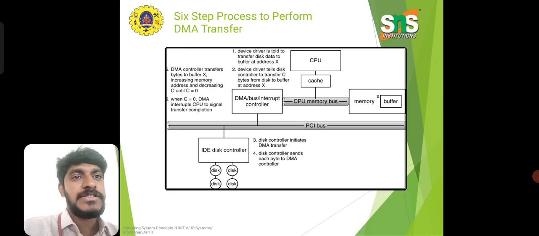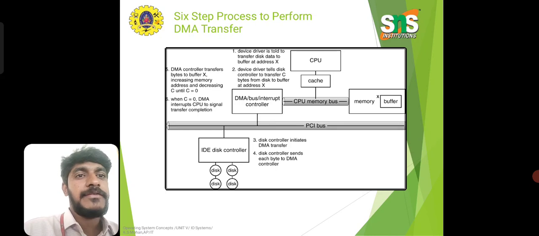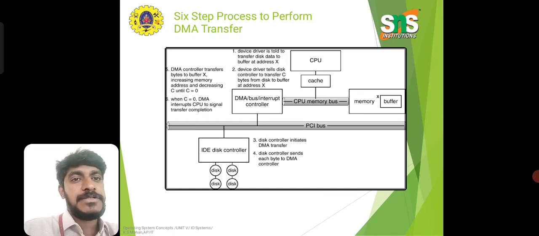First step is the device driver is told to transfer disk data to a buffer at an address. The device driver tells the disk controller to transfer C bytes from the disk to the buffer at address X. The CPU, cache, and memory buses are connected with the PCI bus. Then the third step is the disk controller initiates the DMA transfer. Then the disk controller sends each byte to the DMA controller.